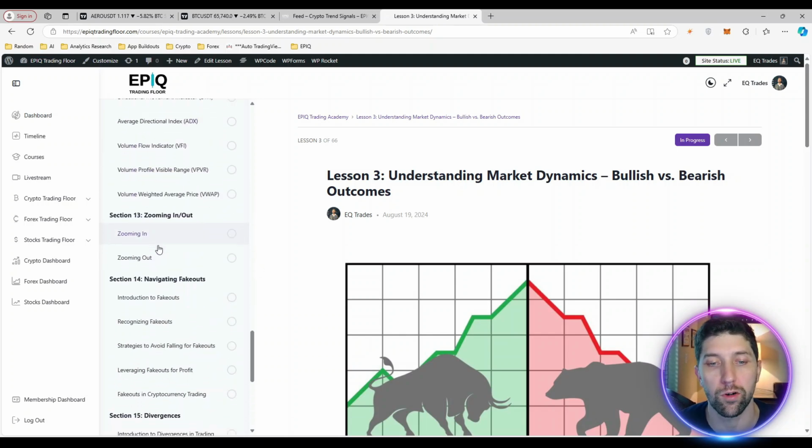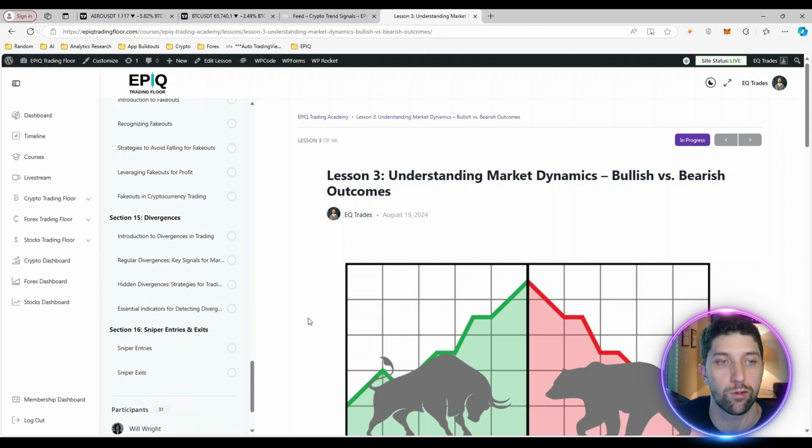And this is a cross-market strategy, which means that it doesn't matter if you're trading crypto, forex, or stocks. What you learn in this academy will be applicable to any of those markets and other markets, including commodities, indices, and so on and so forth.